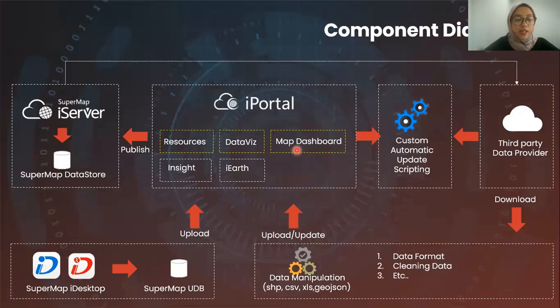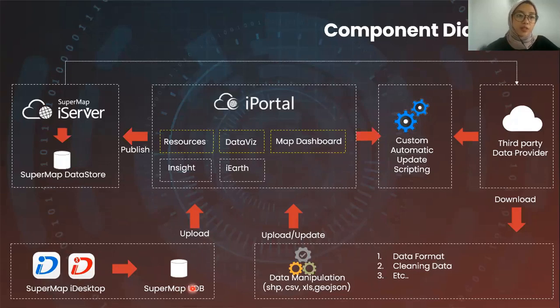The first one is if you have spatial data that needs to be shown in the portal, it can be directly imported to the portal, but actually at the same time there is a publishing process behind the uploading. So you can upload directly to the portal data such as shapefile, CSV, or GeoJSON. You can import them directly. But we highly recommend you import the data first to our spatial database format, which is SuperMap UDB.